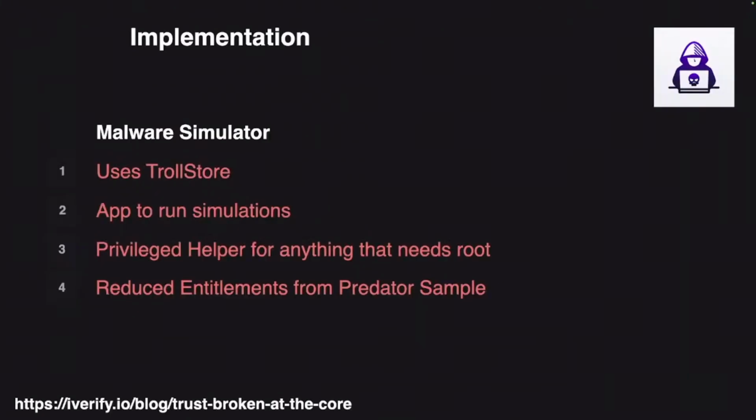But actually this is not super hard, because if you're using TrollStore as a basis, you just need an app that you give the right set of entitlements, and then you can use this app for running some privileged simulations. For anything that needs root access, you need a privileged helper process that you include in your binary and communicate with. You can do this via XPC or just by passing in the right command line arguments. And then I used a reduced entitlement set from the Predator sample, so I did not take all the keychain access groups and all of that they had, but that's pretty much everything I needed in order to run these simulations.